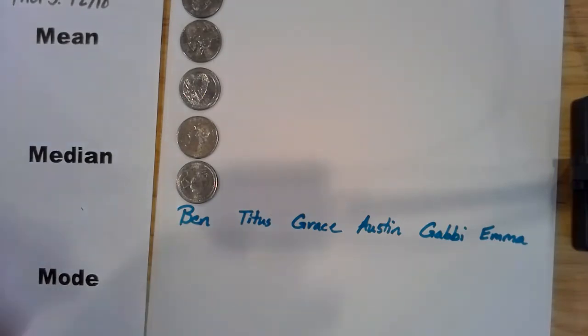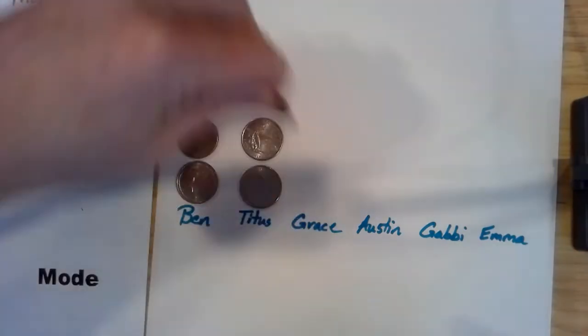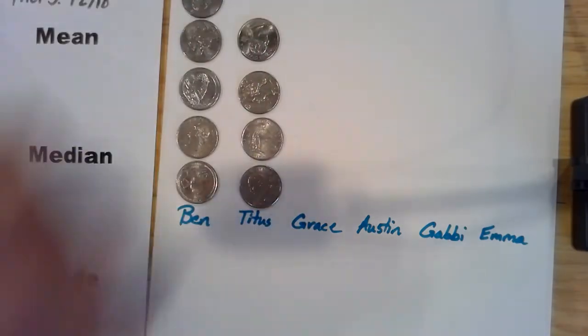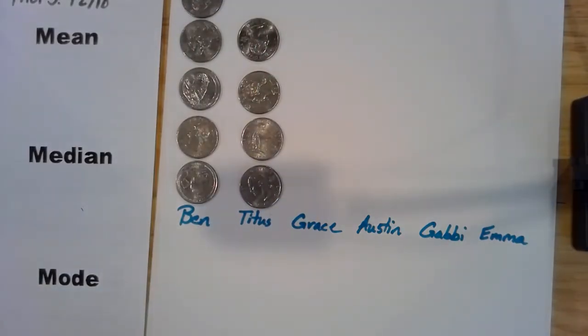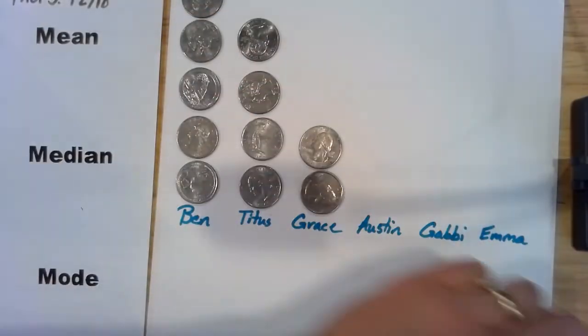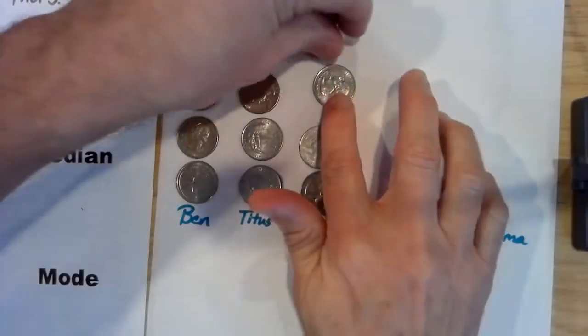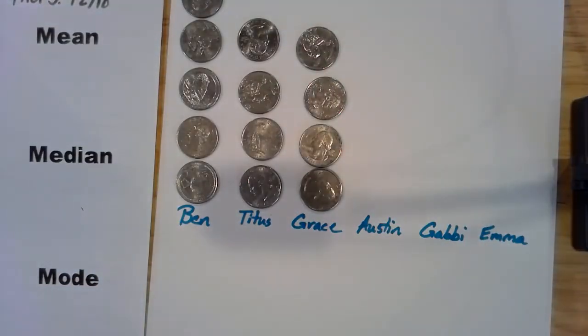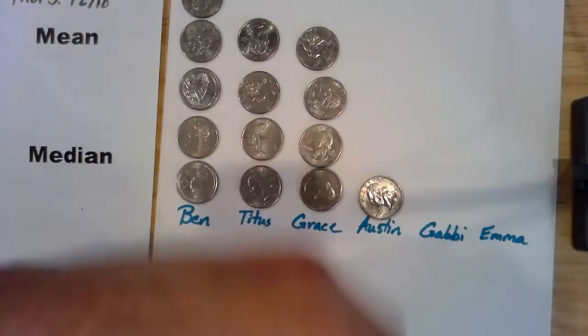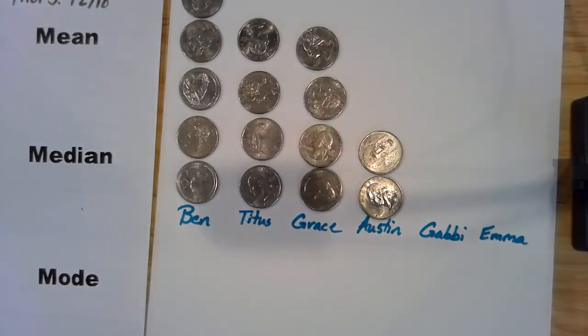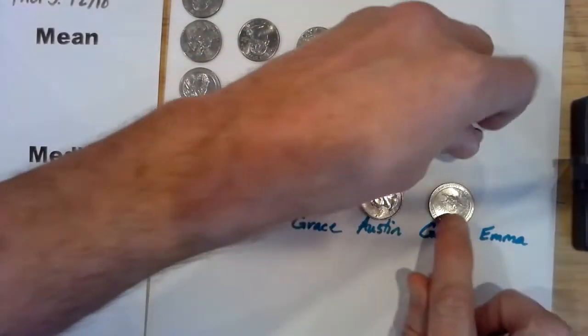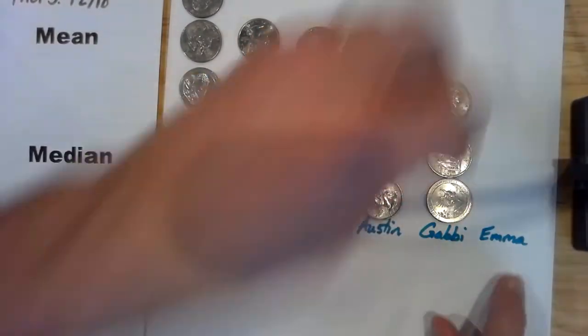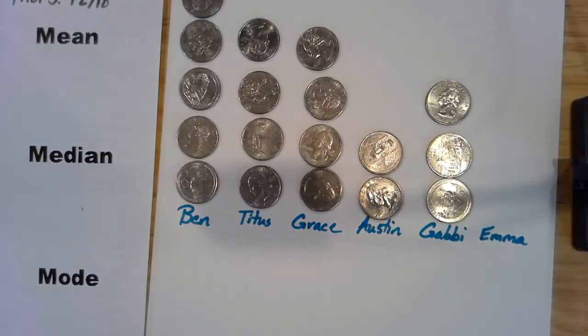And Titus told me he watched 4. And Grace told me she watched 4. Austin told me that he watched 2. And Gabby told me she watched 3 videos on YouTube. And Emma told me she didn't have time to watch any. So she's at 0.